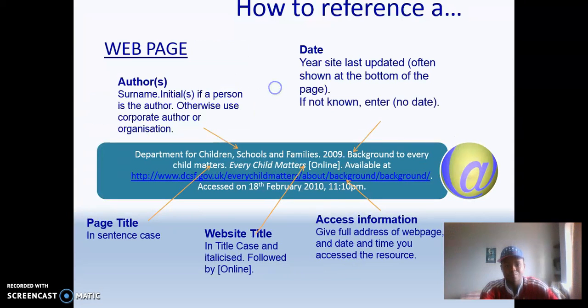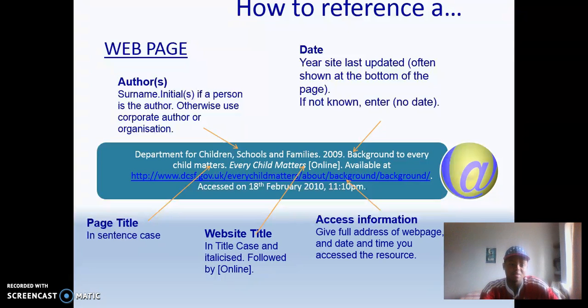And again, you may be required to reference a web page, and in this case you still have to include the author, which should be his or her surname and initials, and then again you go on to the date, the date which the site was updated. So basically, when that particular article was uploaded, that's the date that you will be using. And then we have the page title.